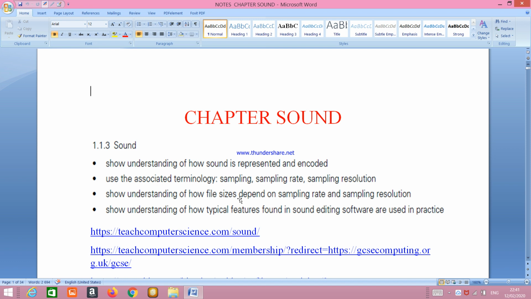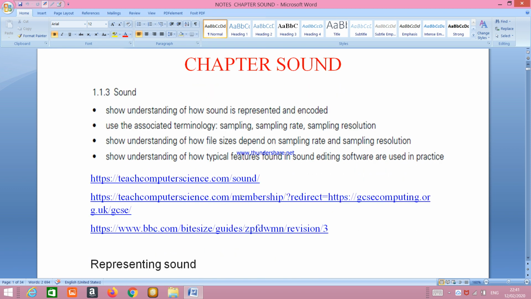The features of this software. What are the different features of sound editing software?